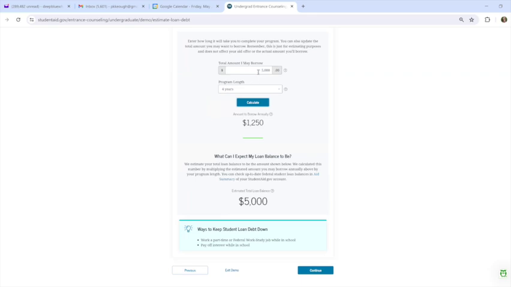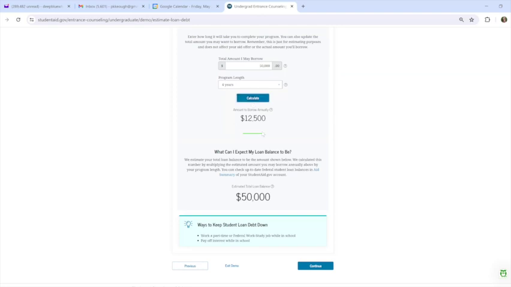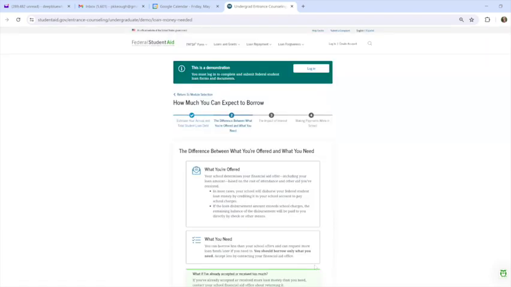So let's put a higher number because most of you are going to. Let's multiply that by 10, and we'll go over 4 years and you calculate. So it tells you the total amount you're borrowing and the amount you're borrowing annually. That's pretty simple math there.